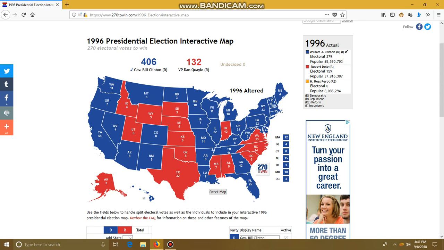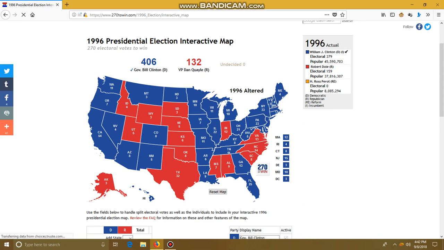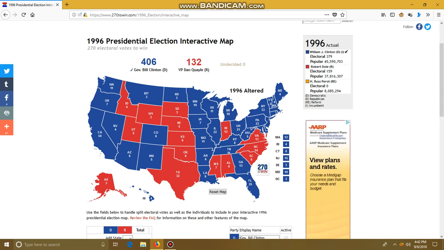This is definitely a landslide. To me, a landslide is anything over 350 is a technical landslide. So even the first time. So basically, we have Bill Clinton winning his first reign of office against Vice President Dan Quayle in a very, very impressive victory, garnering well over 400, nearly over 400 electoral votes to Dan Quayle's 132. Not performing very well for the Republicans on this 1996 ticket.